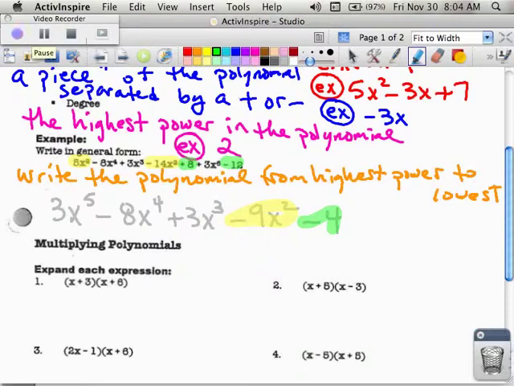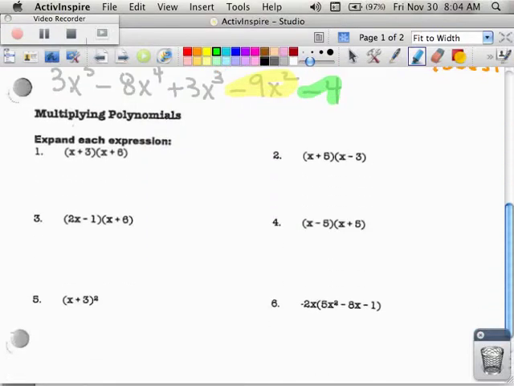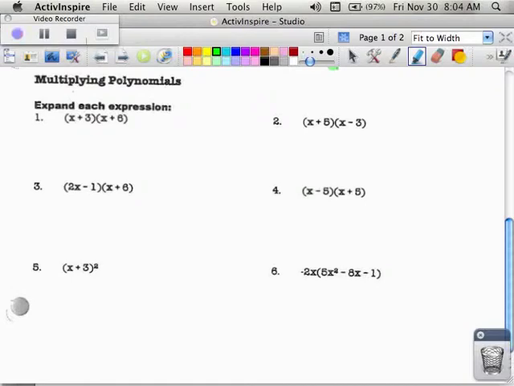So I'll refer to the next part of the process as FOIL. The big idea is when you see parentheses that are being multiplied together, you use something called the distributive property, which we use an acronym of FOIL to talk about: first, outer, inner, and last multiplication.